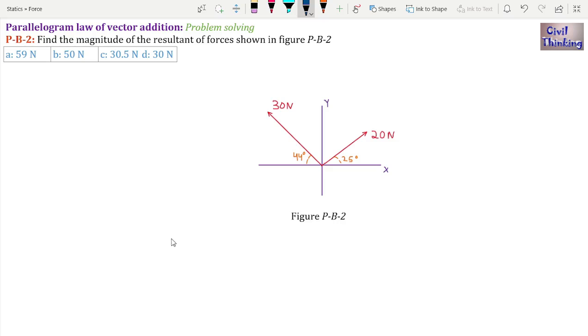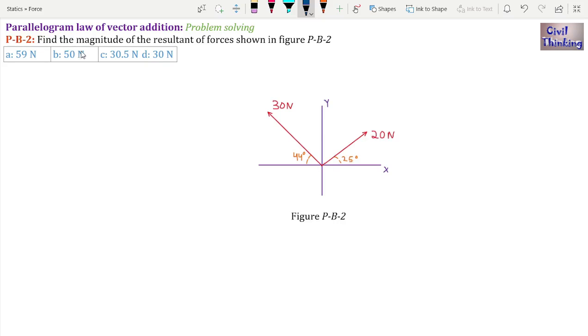Now coming to the problem. The problem is: find the magnitude of the resultant of the forces shown in figure PB2. This is figure PB2 and we can see we have two vectors. One is 30 Newton and it's making an angle of 44 degrees to the x-axis, and we have another vector, 20 Newton, which is making an angle of 25 degrees, right?